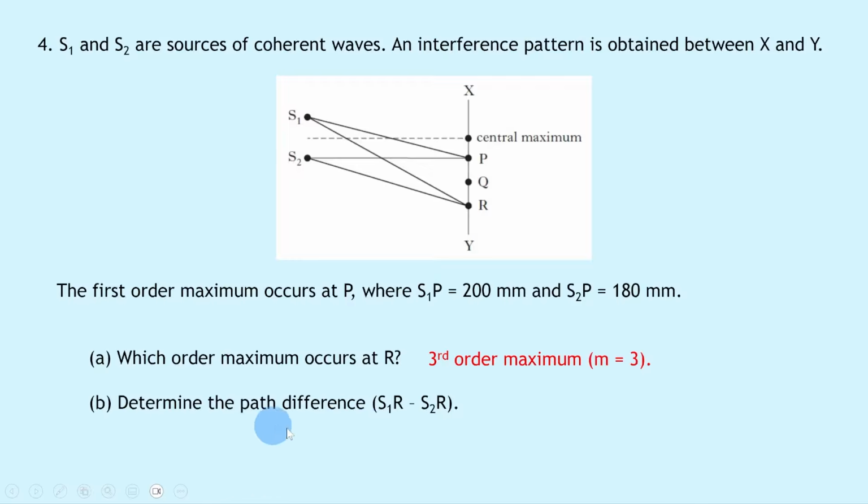Part B says determine the path difference S1R minus S2R. Well, notice how we're given information about point P, but not about point R. So we know the distance from S1 to P here is 200mm, and the distance from S2 to P is only 180mm. So we can first use the information regarding point P to find the wavelength, and then once we know the wavelength, we can use the equation for path difference for maxima to find the path difference involving R.